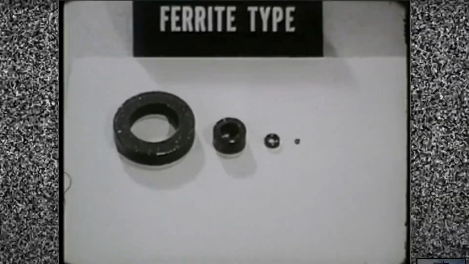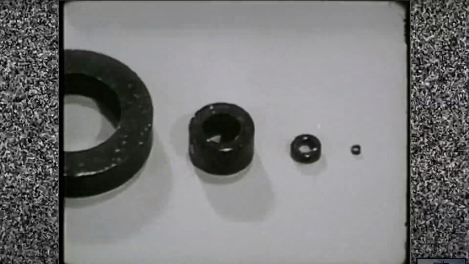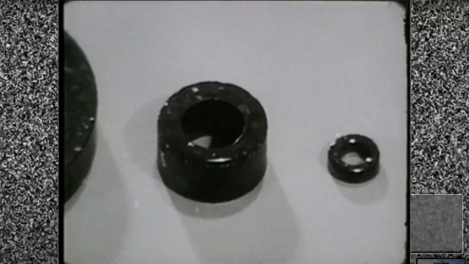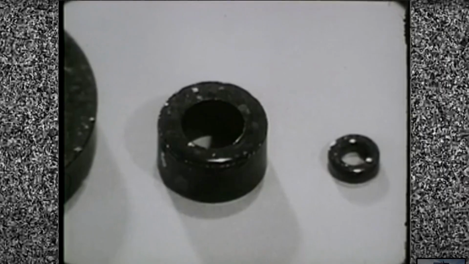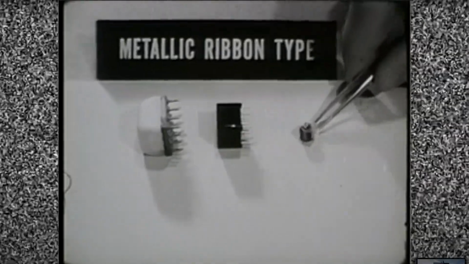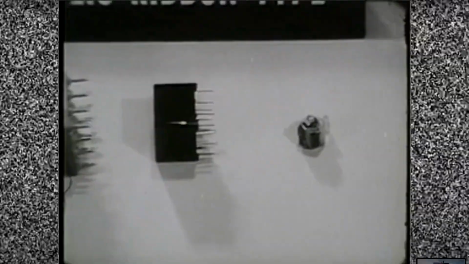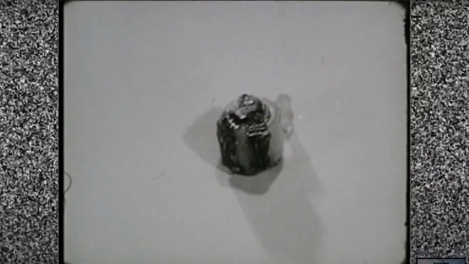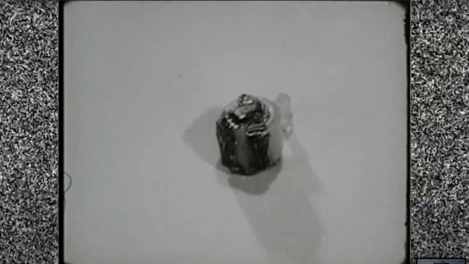The ferrite type of core is molded from compounds that magnetize easily and is used to provide data processing systems with their memories. The metallic ribbon type consists of a non-magnetic spool wound with a thin ribbon of highly magnetic alloy. This type is used in operating circuits of ADP systems.